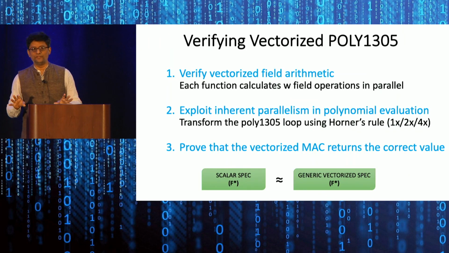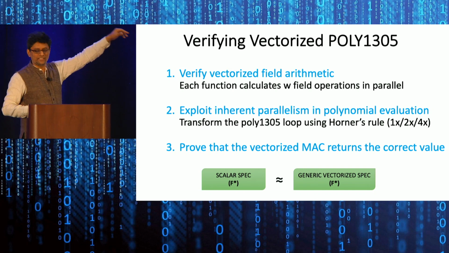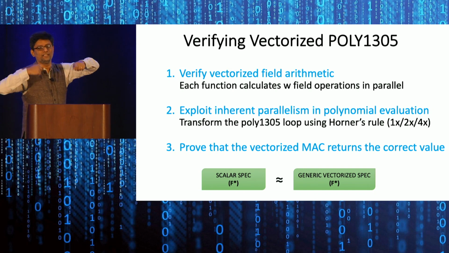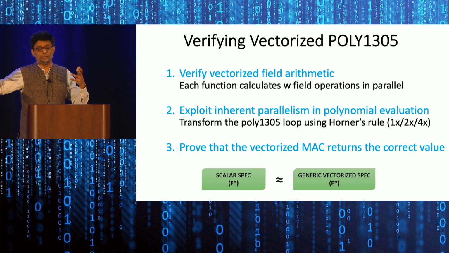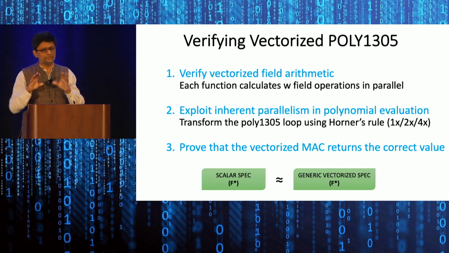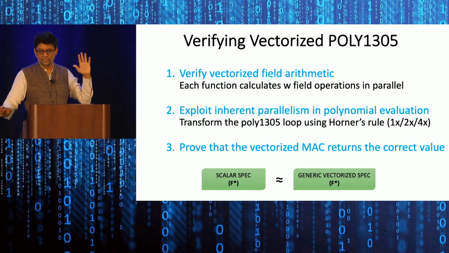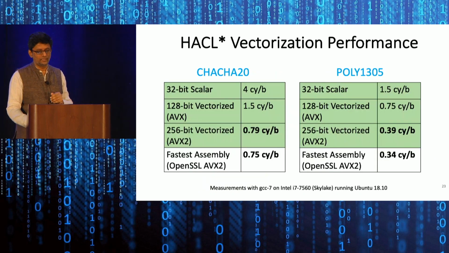And the proofs will be slightly different. So when you vectorize Poly1305, most of your effort is actually in proving that the vectorized field arithmetic is correct, and then you have to prove that the inherent parallelism that you're exploiting, which is the polynomial evaluation, has a Horner's rule, and you expand it out and so on. So the logic is slightly different, but the process is more or less the same. So what did we win? We did all this effort, what did we win?